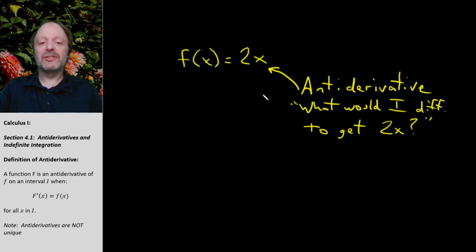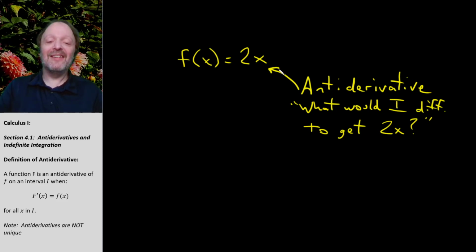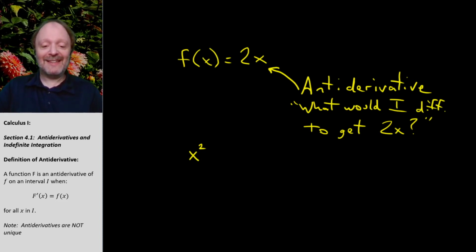It's very strange to think backwards like that, but that's what we're going to be doing, at least until we develop some good rules for that. So that answer would be, drum roll, x squared. If I differentiate x squared, I get 2x, right? Well, that's not the whole story, but we'll run with it for just a second, then we'll say what it's missing.